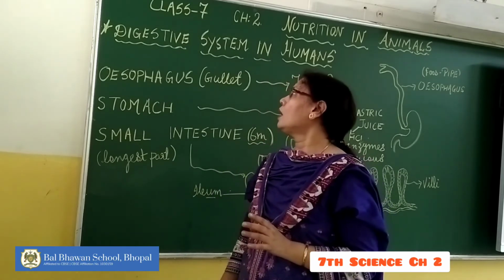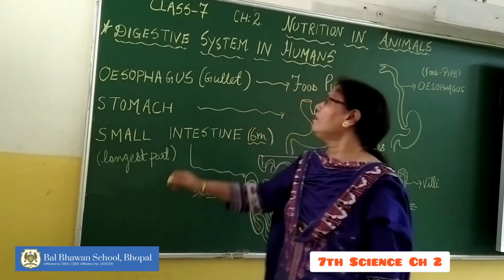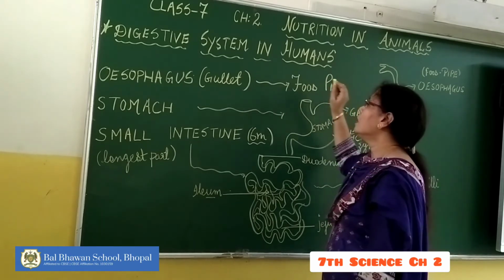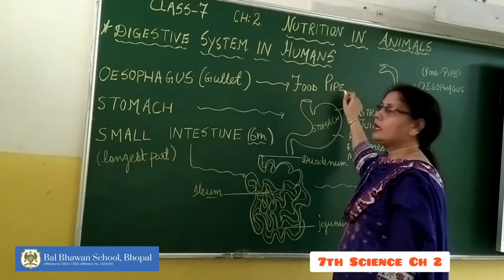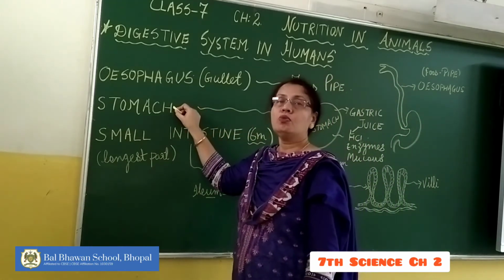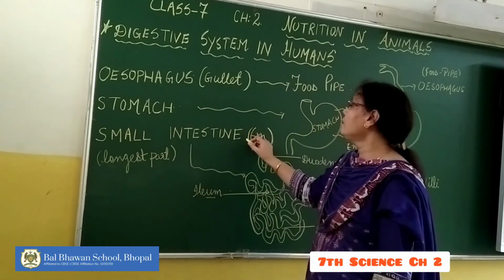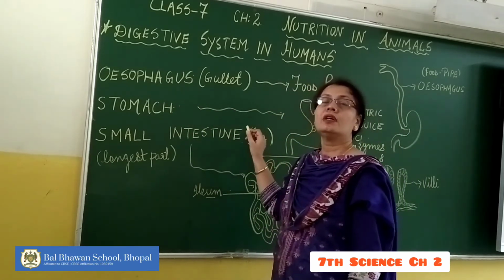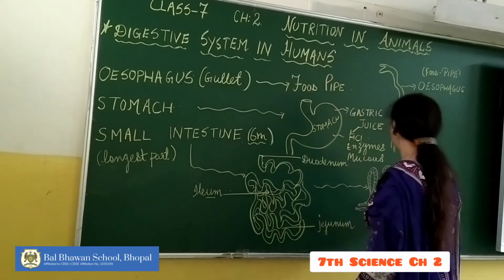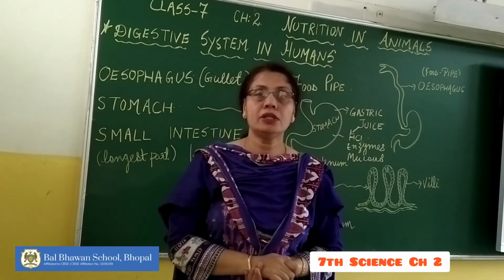So children, I hope the topic which we have covered today is clear to you. Today we have covered the esophagus, which is basically a food pipe which does not play any role in digestion, just pushes the food forward. Then we studied the stomach, which is a bag-like structure and the main organ responsible for digestion. Then we studied the small intestine, where the absorption of food material takes place by means of finger-like structures called villi. I hope the topics are clear to you.